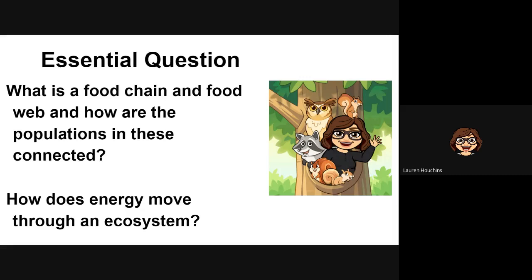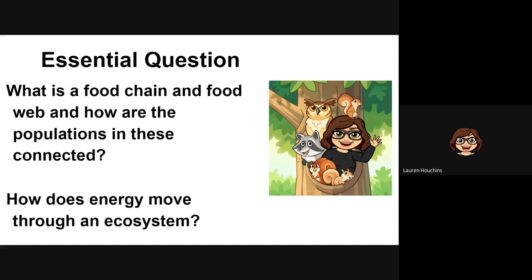We are going to continue our conversation today. And this time we're going to see how those producers, consumers, and decomposers work together or work with each other. What kind of relationship do they have? So, our essential questions today: what is a food chain and food web? And how are the populations in these connected? And then, how does energy move through an ecosystem?